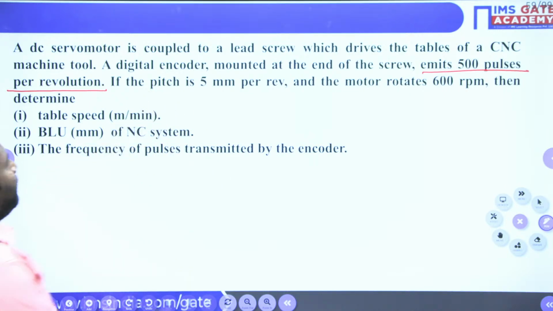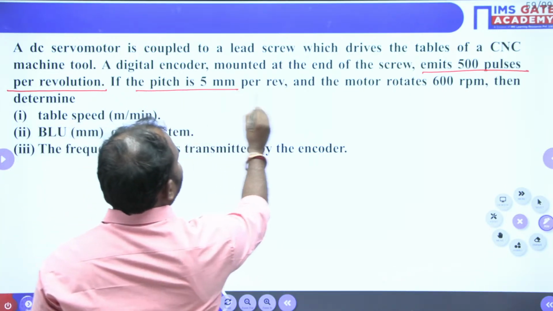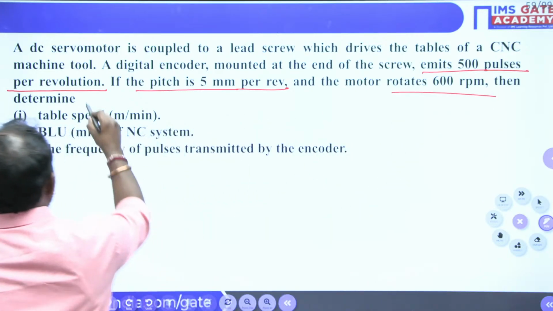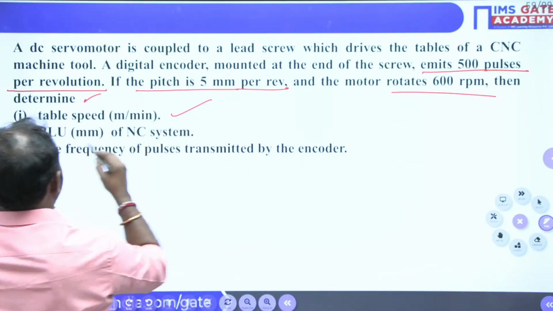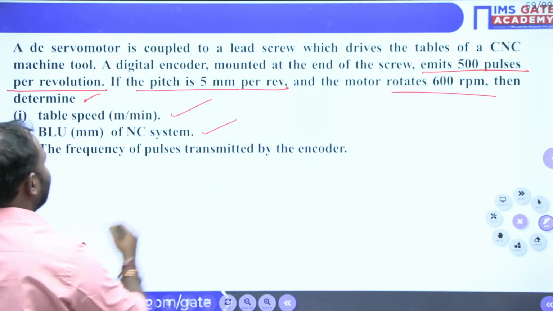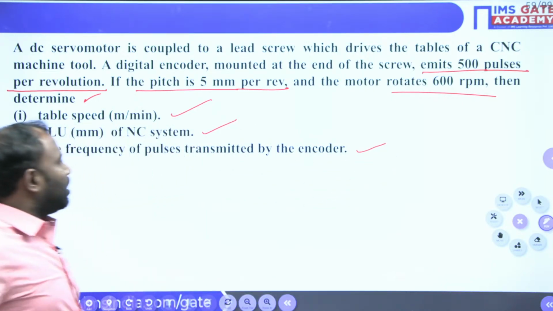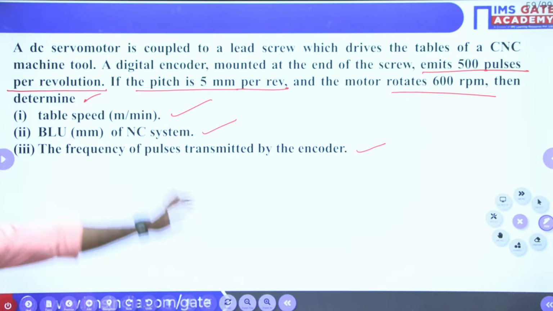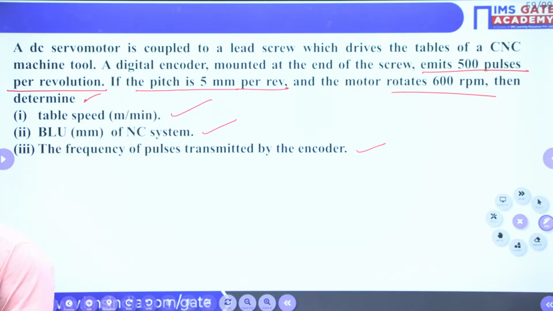Next, the pitch is 5 mm per revolution. The motor rotates at 600 rpm. Then determine the table speed, the basic length unit, and also the frequency of pulses transmitted by the encoder. These are the three quantities we are supposed to find.